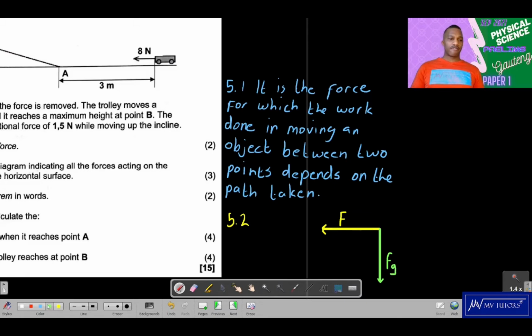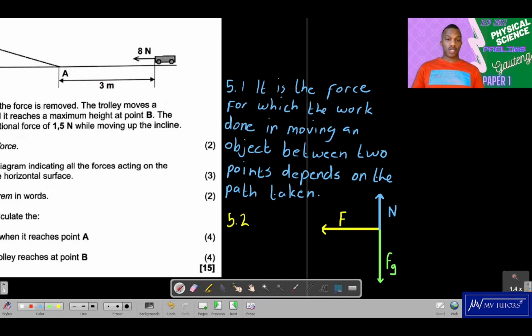Okay, and then finally we have one more force moving upwards. We've got this force moving upwards, and if you said it's the normal force, then you are correct. So this is what we have. This is the free body diagram for this particular question. Now let's move to the next question.